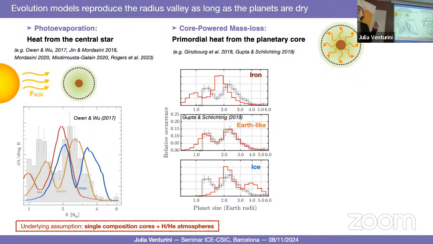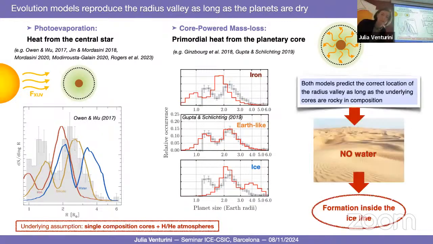These models find something else. Because they assume that the cores have one unique composition, they can try different compositions. And they see that they only match the location of the valley when the underlying cores are rocky in composition. So the model works as long as the core is rocky and the atmosphere is always hydrogen and helium. Then they get the correct location of the valley. With other compositions, they don't. So they also conclude that all these planets, the super-Earths and mini-Neptunes, the two peaks of the bimodal size distribution, originally were dry planets.